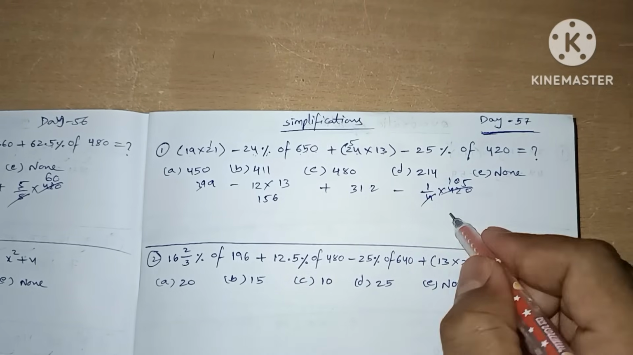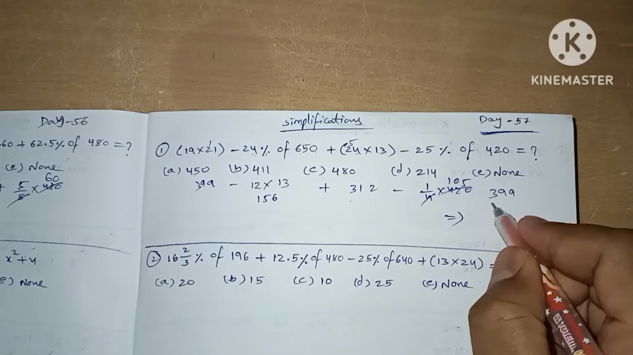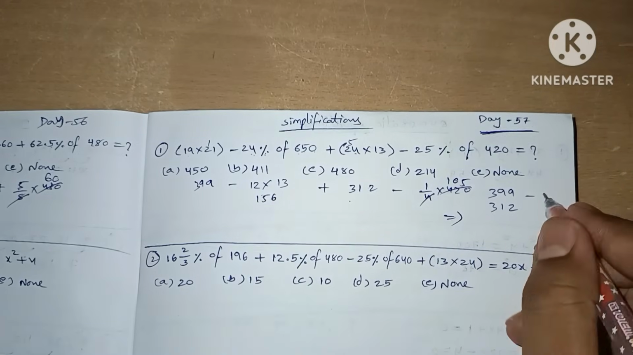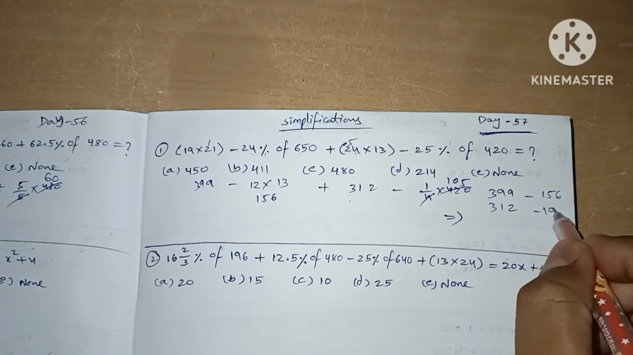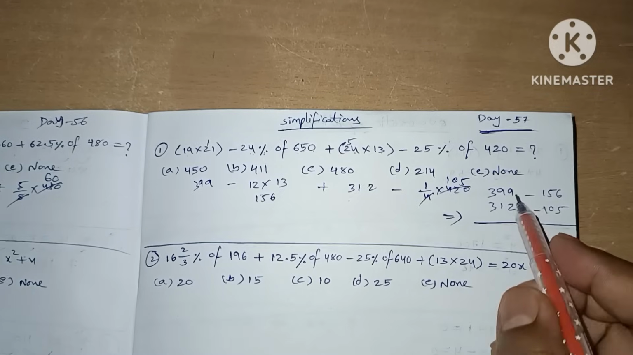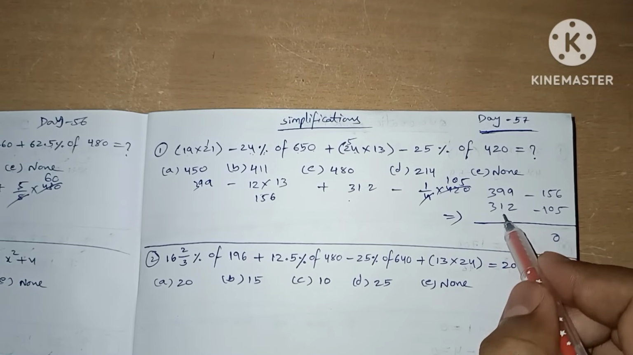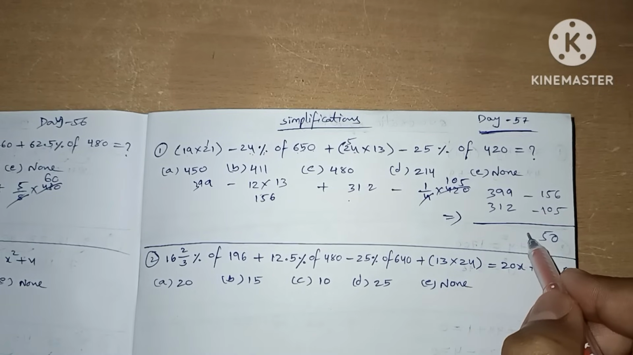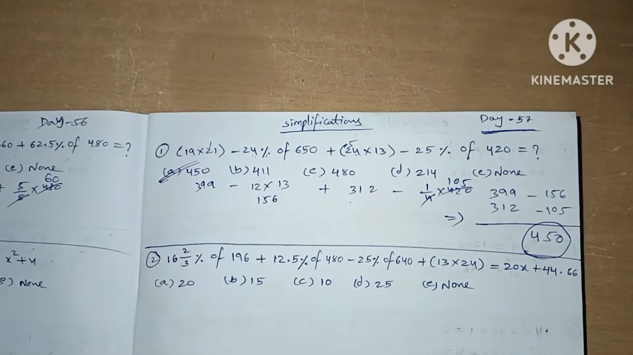Okay, so totally we have 399 plus 312 minus 156 minus 105. So here we have 11 minus 11 0, 10 minus 5 5, 6 minus 2 4. So the answer is 450. Option A is our answer.